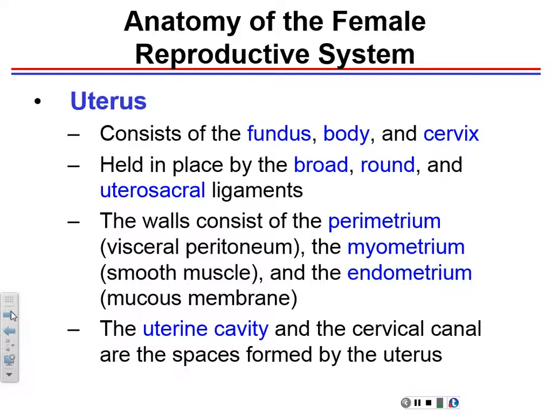Okay, the uterus, like I said, has the body, the fundus, and the cervix, just like the stomach does. You have those regions. This is where implantation occurs, and it is the uterus that sustains the developing fetus to birth.